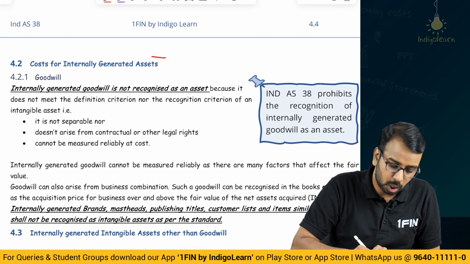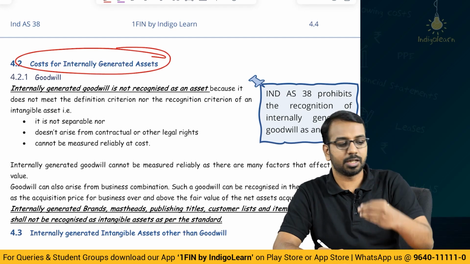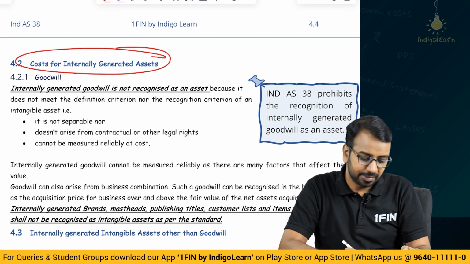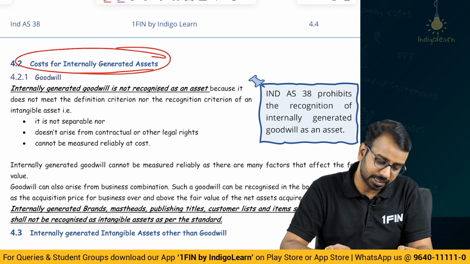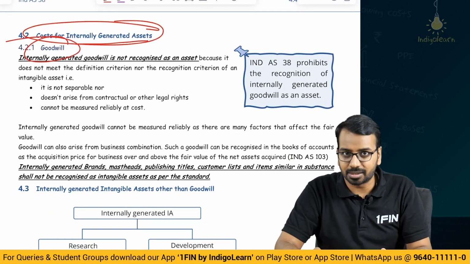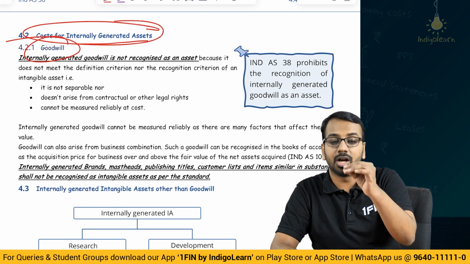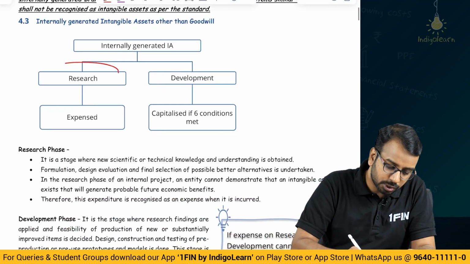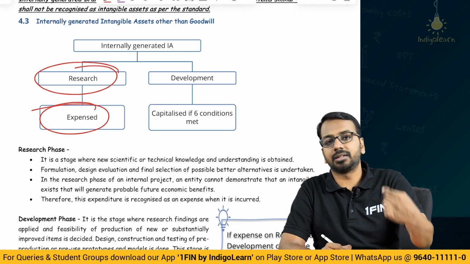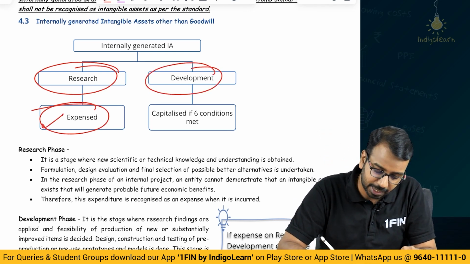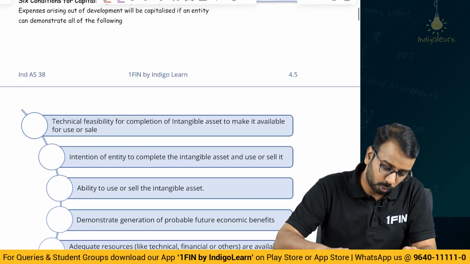Then very important, cost for internally generated assets. See, purchase means I'll just take the purchase price and be done with it. If it is internally generated intangible asset, then goodwill which is internally generated is not recognized. Then cost on research is always expensed. If there is an internally generated intangible asset, the cost on research is expensed, cost on development is capitalized if 6 conditions are met. What are those 6 conditions?